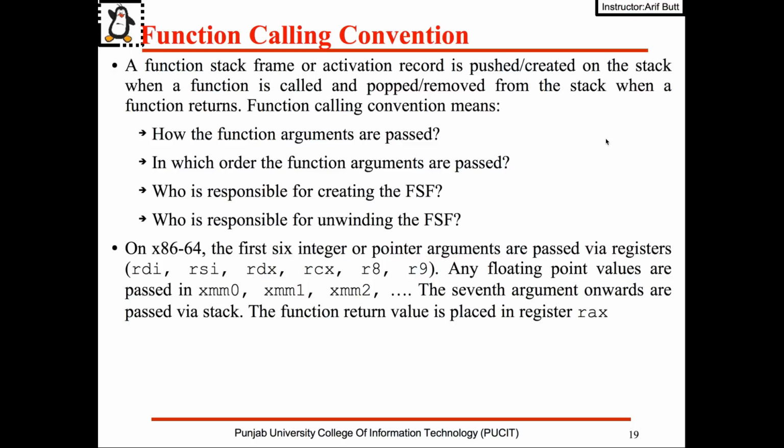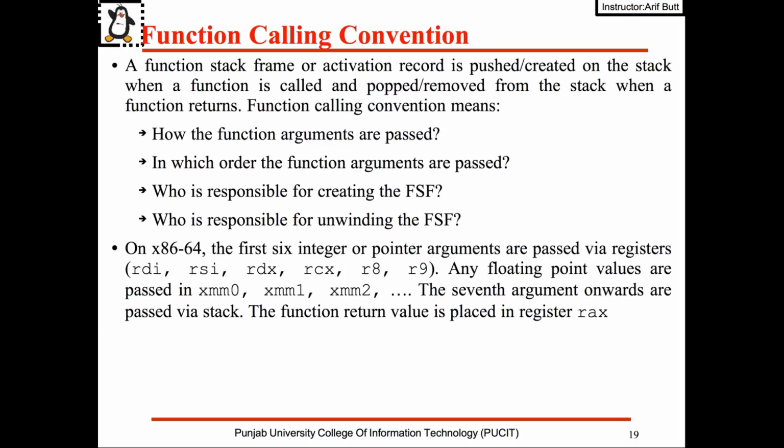Well, dear students, a function stack frame or activation record is pushed or created on the stack when a function is called, and popped or removed from the stack when a function returns. Function calling convention means how the function arguments are passed, in which order the function arguments are passed, who is responsible for creating the FSF, and who is responsible for unwinding the FSF. On x86-64, the first 6 integer or pointer arguments are passed via registers RDI, RSI, RDX, RCX, R8 and R9. Any floating point values are passed in registers XMM0, XMM1, XMM2 and so on.